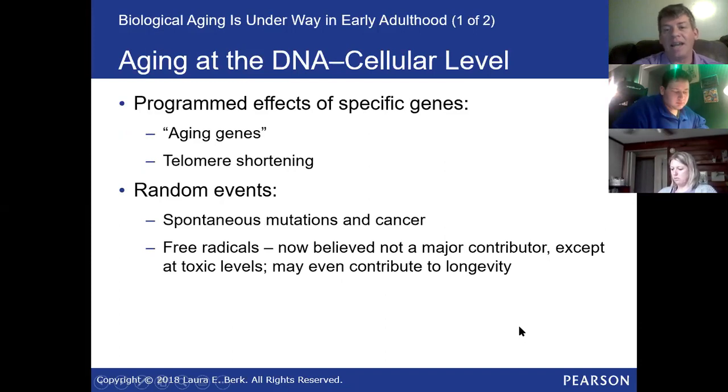Aging in the DNA at the cellular level. We have these programmed effects of specific genes called aging genes. Every time a cell replicates itself, it creates a mirror image of itself. At the very end of our chromosomes within the nucleus of our cells, we call these tips telomeres. They shorten every time they duplicate. We'll talk about what that means.